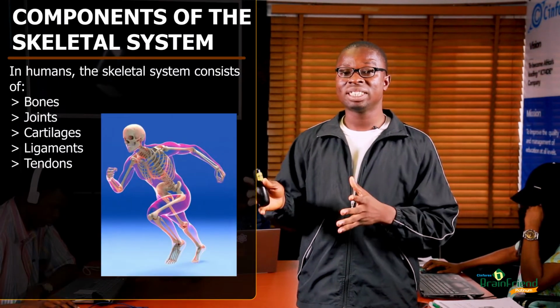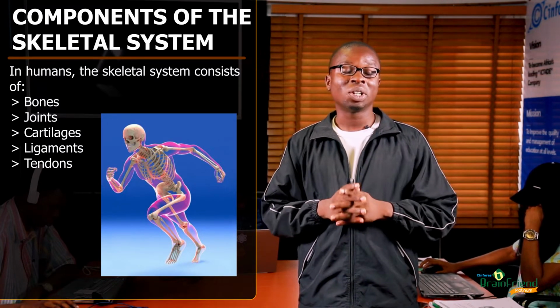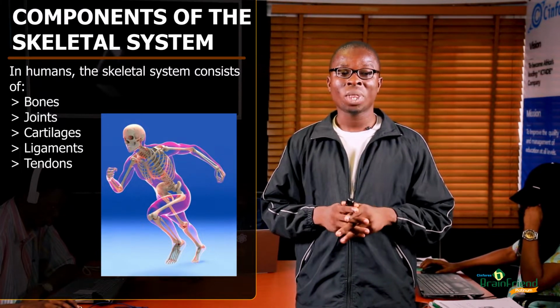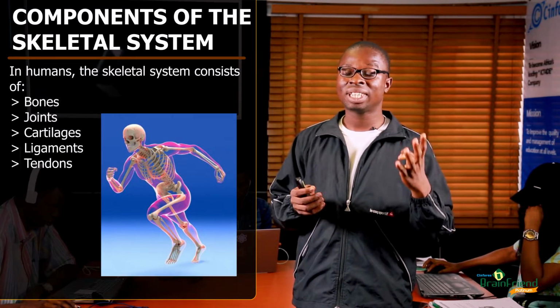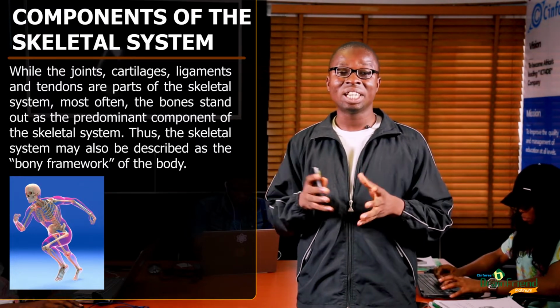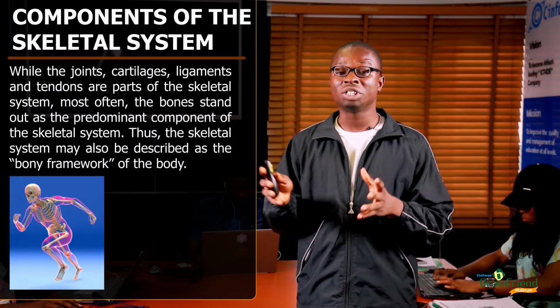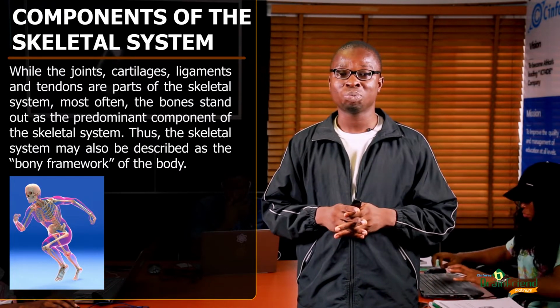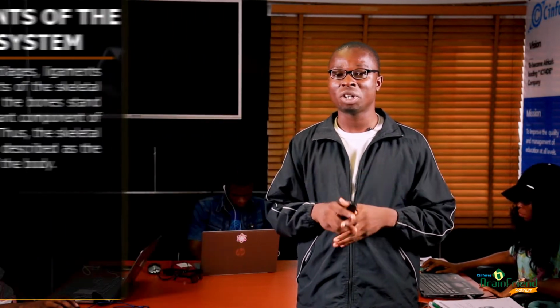The human skeletal system is made of different components. These components come together to collectively form the skeletal system, and they are the bones, joints, ligaments, cartilages, and tendons. While the joints, cartilages, tendons, and ligaments are parts of the skeletal system, the bones stand out as the predominant component of the skeletal system. Thus, the skeletal system may sometimes be referred to as the bony framework of the body. Let's talk briefly about these components of the skeletal system.